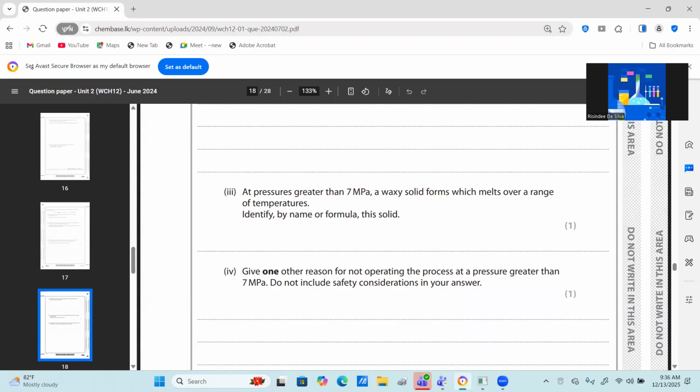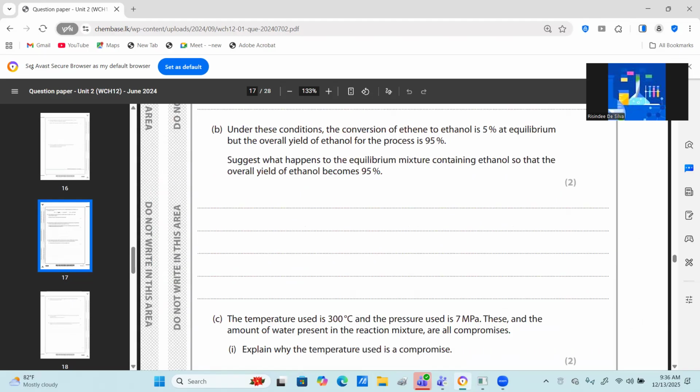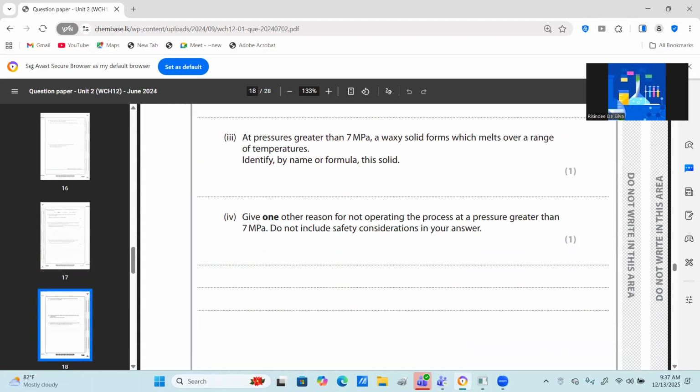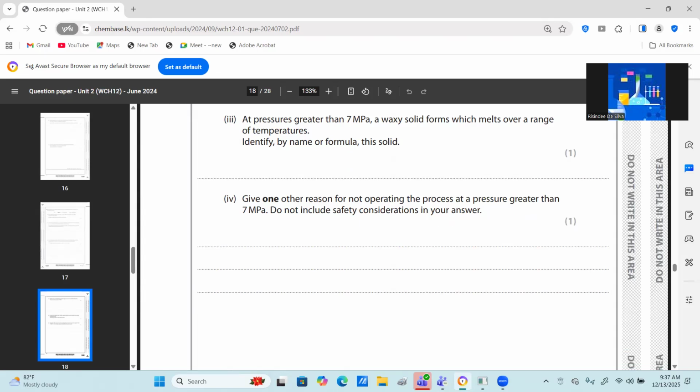At pressures greater than 7 megapascal, a waxy solid forms which melts over a range of temperature. So that is polythene, because we have ethene molecules. Give one other reason for not operating. So to maintain high pressures, it's very expensive, or we need a special plant, or we need equipment to withstand the high pressure, which is expensive.